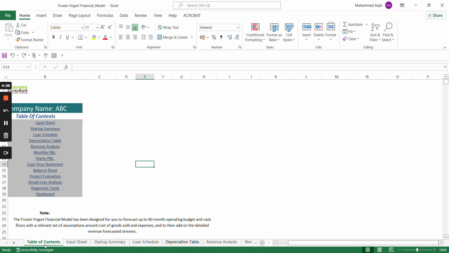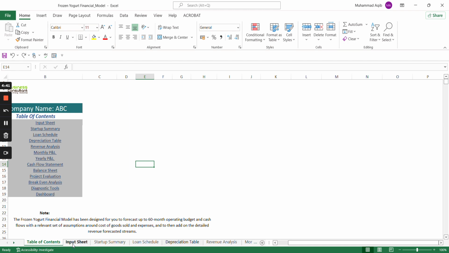Hi, today we'll be evaluating frozen yogurt's financial model that will help us evaluate the growth as well as the feasibility of the business over the 5 years period. This will be done through input sheets, startup summary, financial statements, and dashboard.